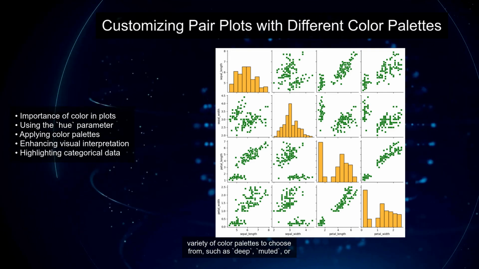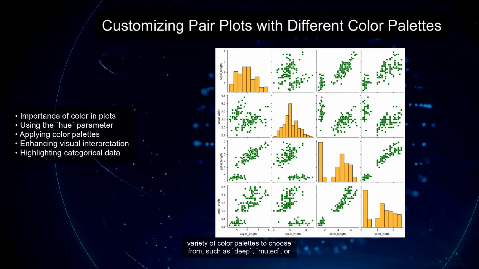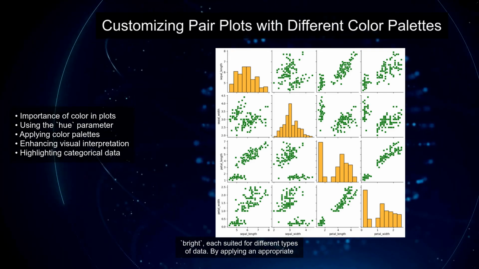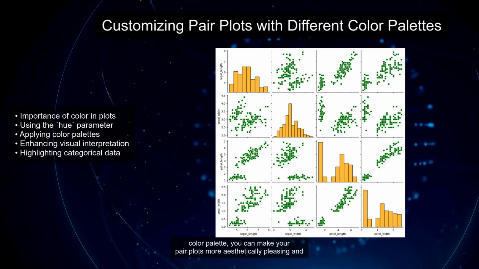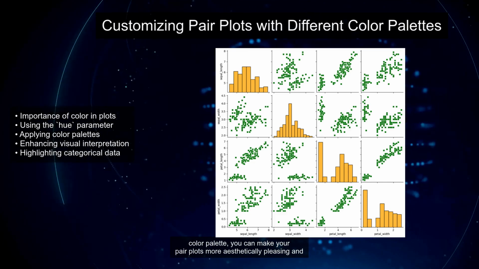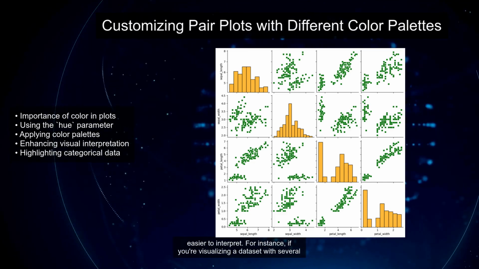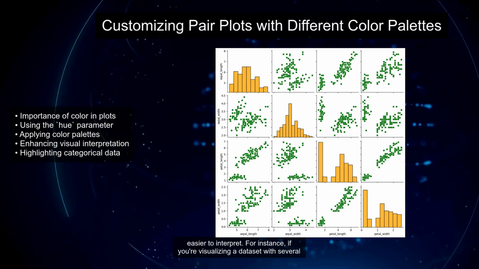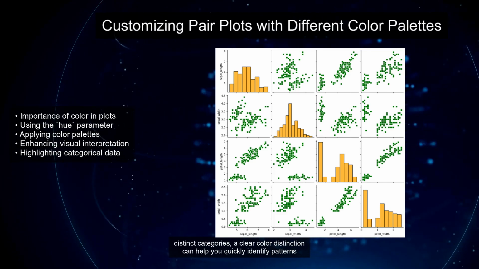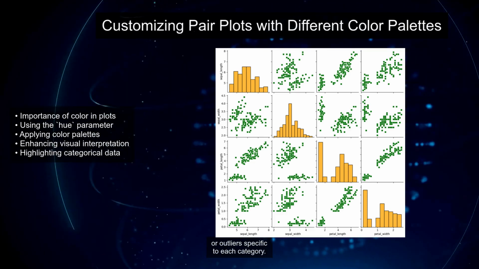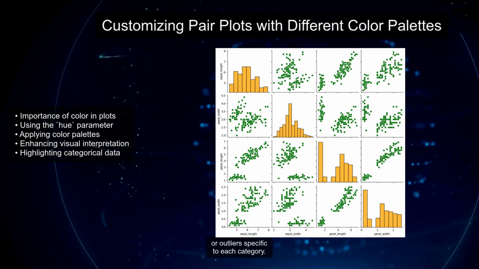Seaborn offers a variety of color palettes to choose from, such as deep, muted, or bright, each suited for different types of data. By applying an appropriate color palette, you can make your pair plots more aesthetically pleasing and easier to interpret. For instance, if you're visualizing a dataset with several distinct categories, a clear color distinction can help you quickly identify patterns or outliers specific to each category.